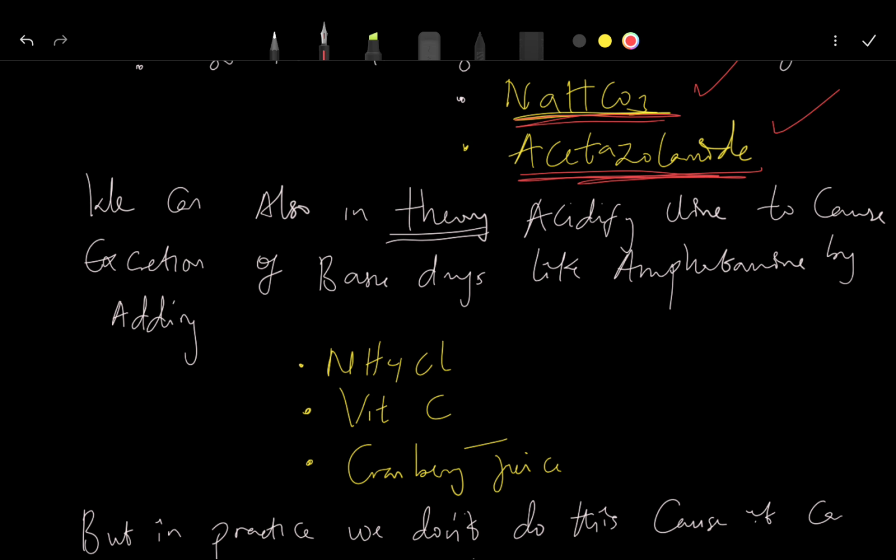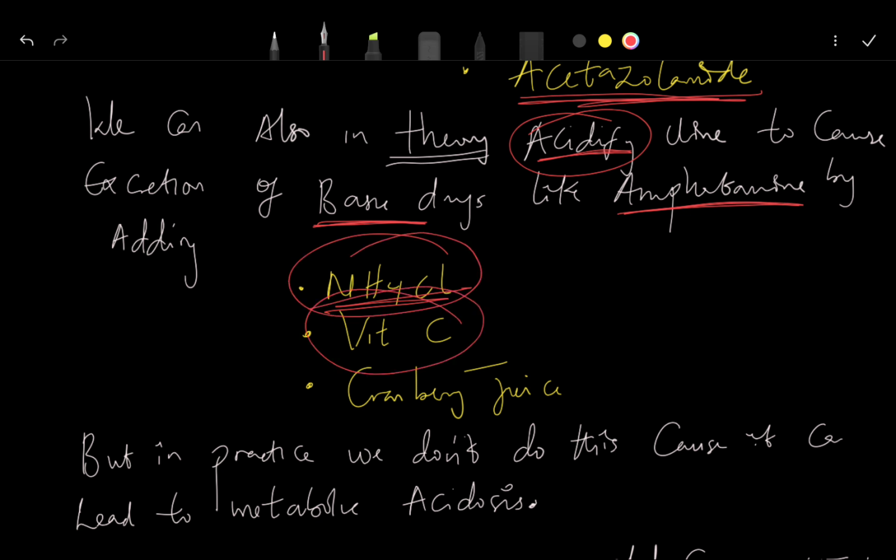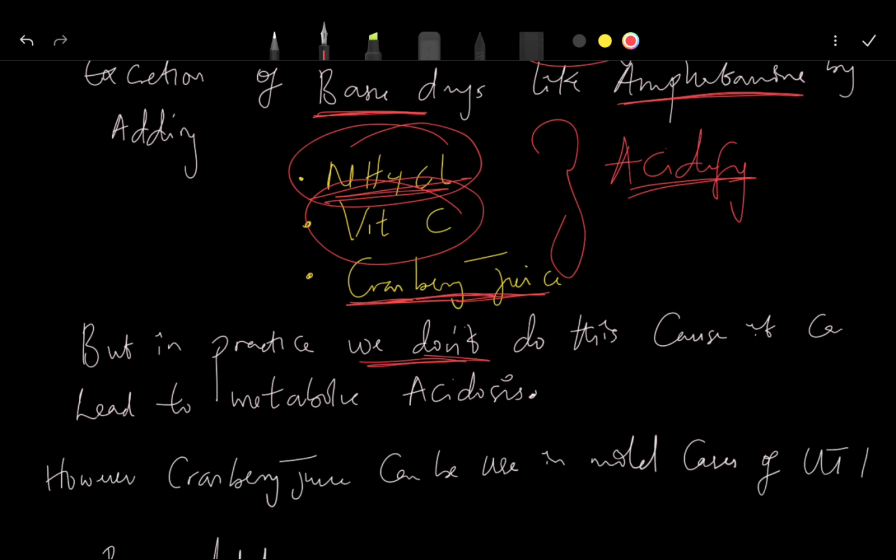Also, we can acidify the urine in cases of basic drug poisoning. So if somebody is on an overdose of amphetamine, you can acidify the urine. In theory, it works because we can give ammonium chloride. We can also acidify the urine in order to excrete basic drugs. So we can give ammonium chloride, we can give vitamin C, we can also give cranberry juice. All these things acidify the urine. And if we acidify the urine, it means we cannot excrete what? Basic drug. But in practice, we don't do this.